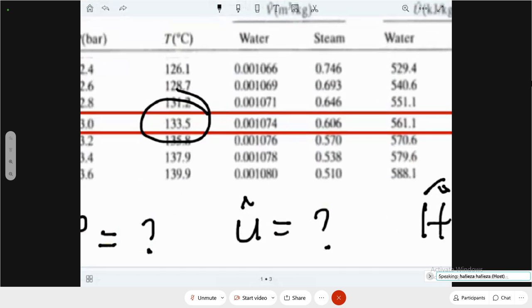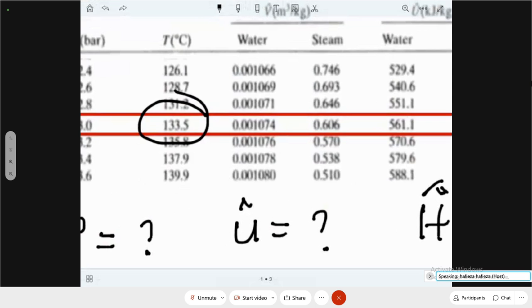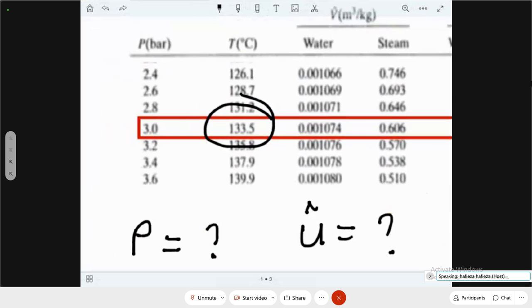Okay. Anyway, that is the temperature. We need to find the pressure. Let's look at the pressure. For saturated steam, the pressure is alongside. The pressure is here in bar. The unit is bar. At that temperature, the corresponding pressure is the saturated pressure. So that is going to be 3 bar.